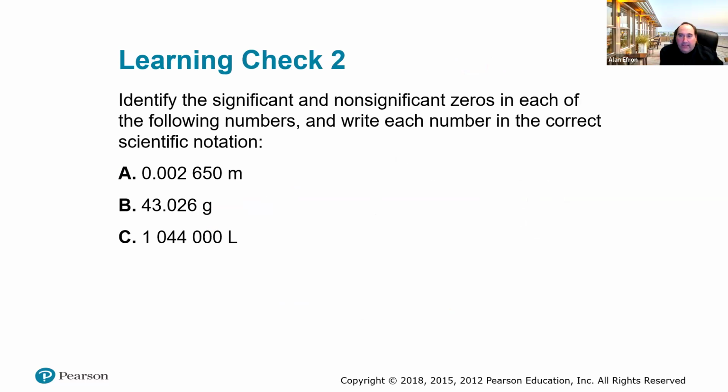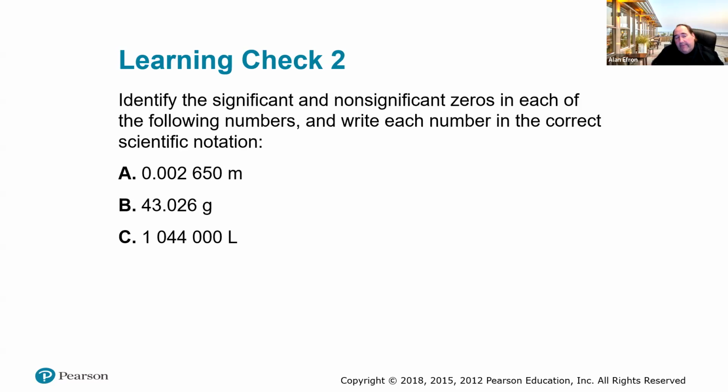All right, so take a moment here and for each of these, figure out how many significant figures there are, and which zeros are significant and which ones are not. And then write each of these in the proper scientific notation with the correct number of significant figures. Okay, let's see how you're doing. So we'll start with the first one. Maybe we just want to first identify how many significant figures there are.